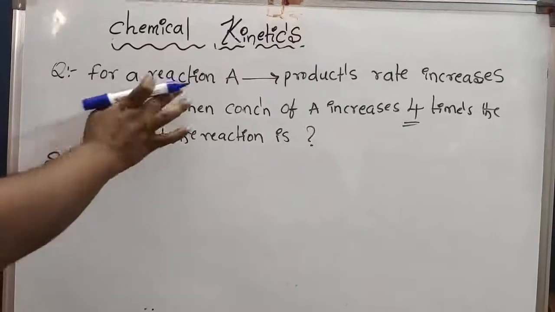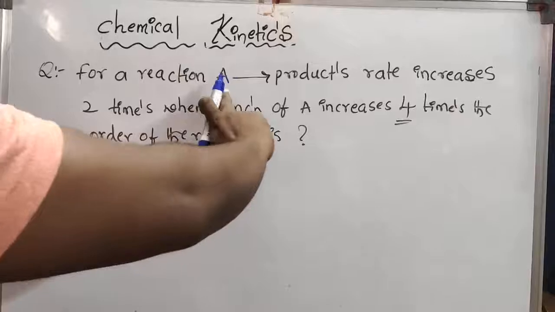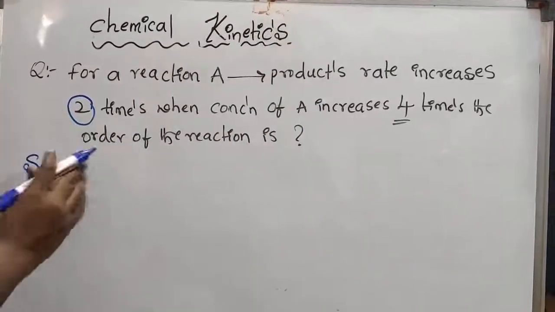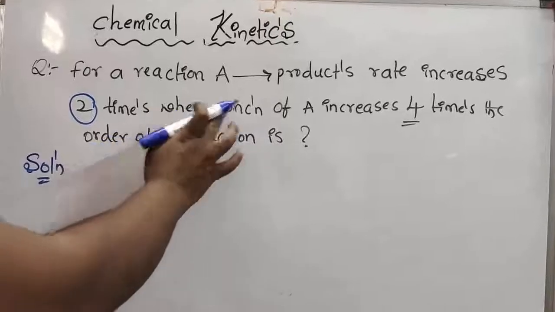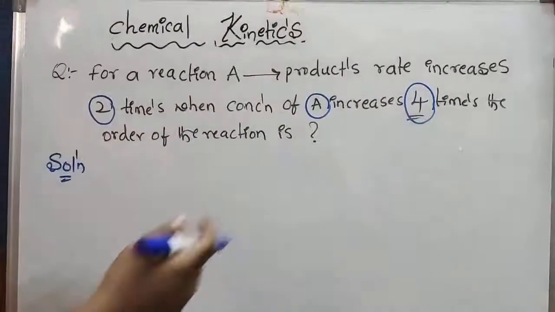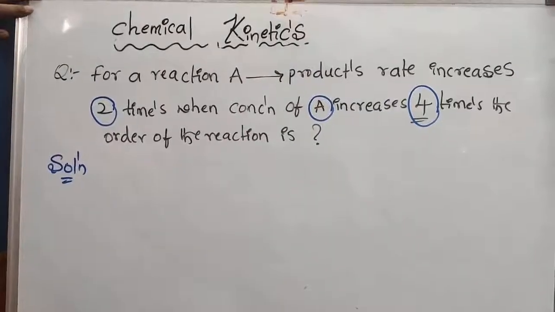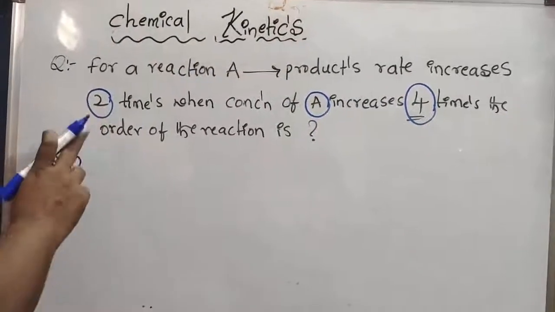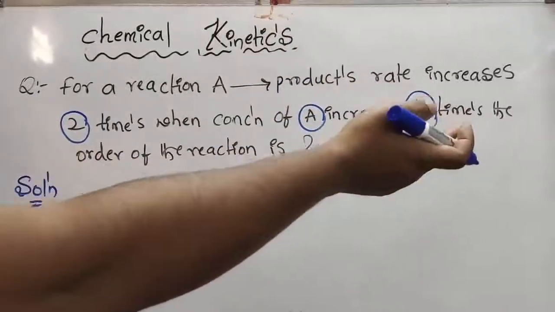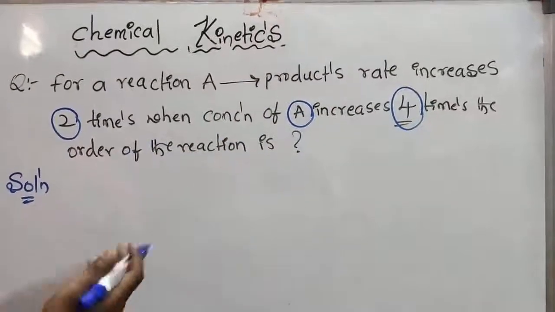Next, for a reaction A gives rise to product. Here rate increases 2 times, but when concentration of A increases 4 times. So rate increases 2 times only, but concentration of A increases 4 times. So what is the order of this reaction?